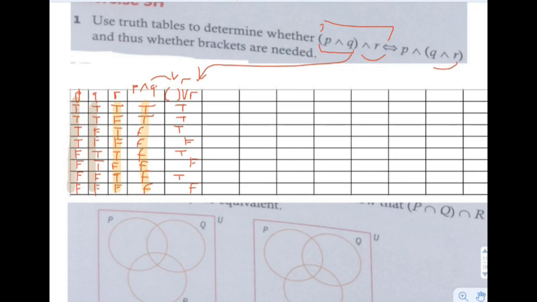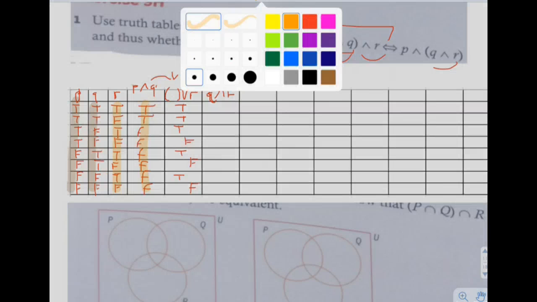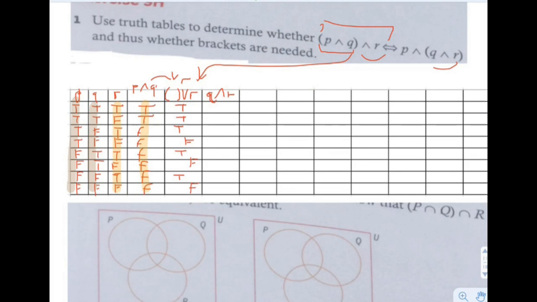Now we're going to construct the right side. The first thing we need is Q and R. So Q and R is formed by combining this column with the R column with an AND. And so only when you have a double true is it true. Everything else is false. So there's a double true. There's a double true. And that's it.